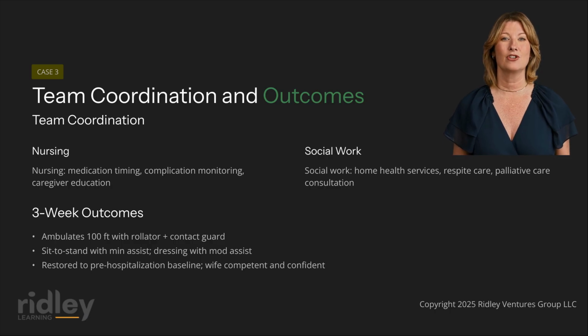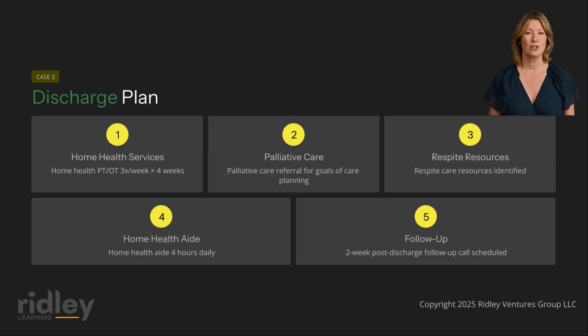Mrs. Morrison demonstrates competence in transfer assistance and expresses increased confidence in her ability to manage her husband's care at home. She has learned proper body mechanics and reports reduced back pain with transfers. The team arranges home health physical therapy and occupational therapy 3 times weekly for 4 weeks to support the transition home and continue functional maintenance.